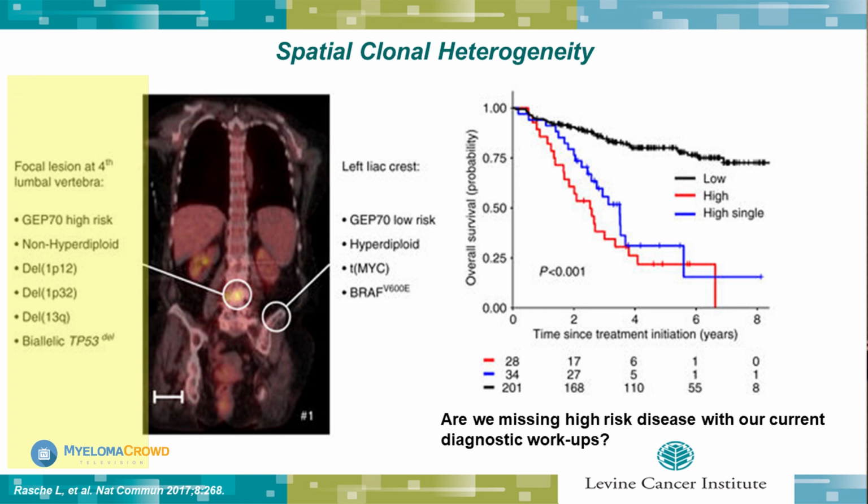They did not have hyperdiploid cytogenetics. They had a deletion of 1p, which is high risk, and they had a biallelic inactivation of p53, whereas over in the left iliac crest, by gene expression profile, they were low risk, they were hyperdiploid, and they had a BRAF mutation. If they had not sampled both of those sites, there's no way that they would have known that this patient had high-risk disease.